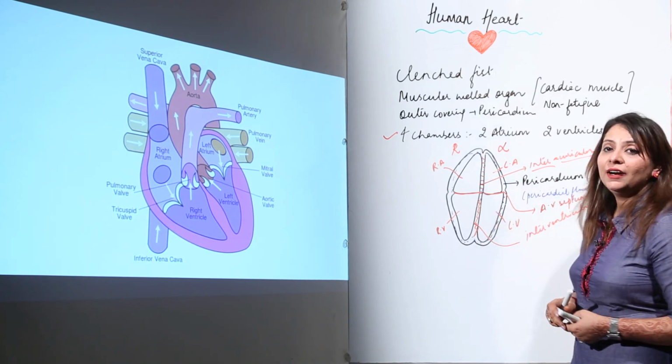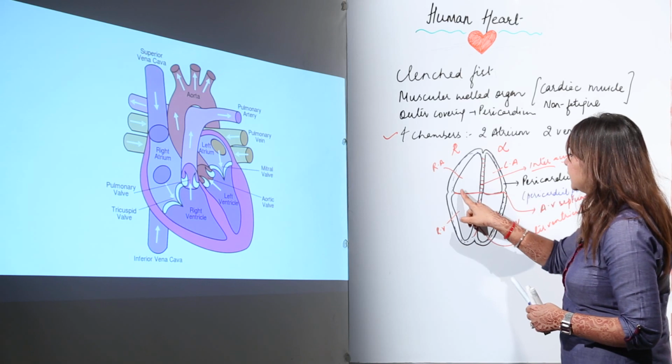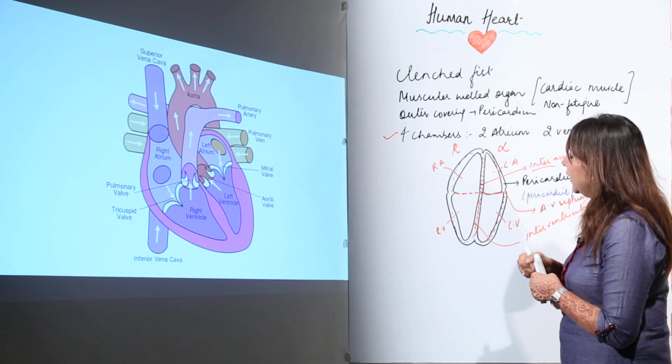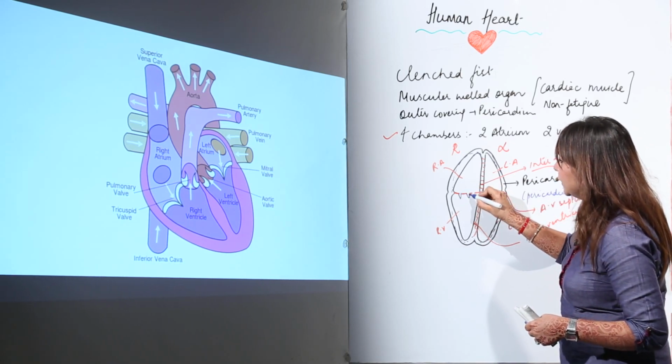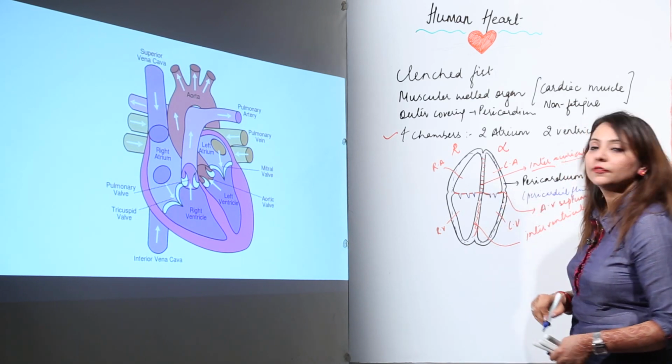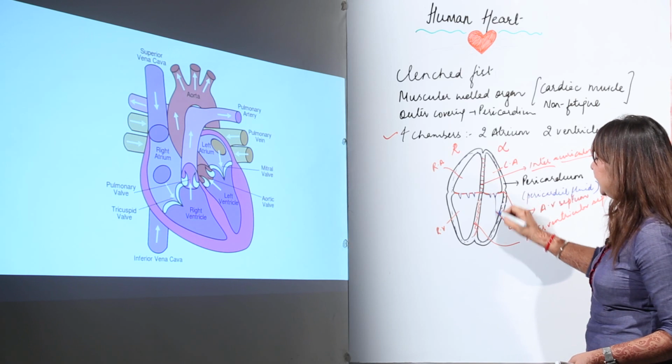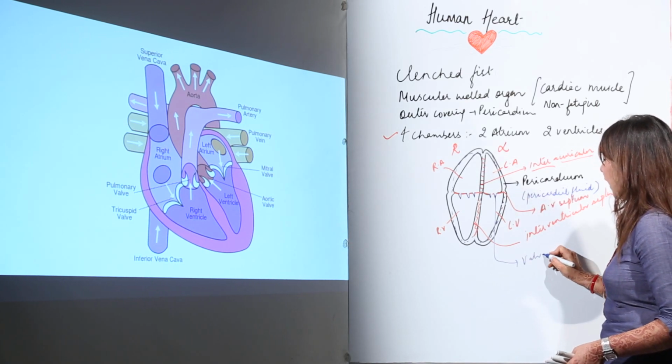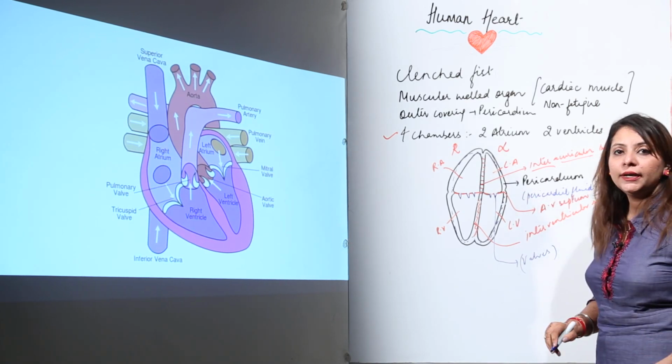In this septum there are certain flap-like structures present. On the right side there are 3 flap-like structures, and on the left side there are 2 flap-like structures, and these flap-like structures are called valves.